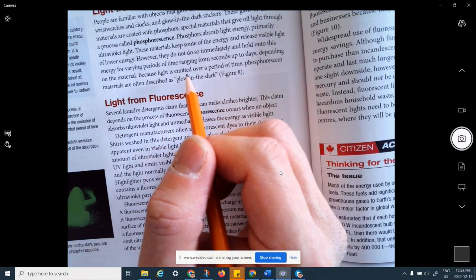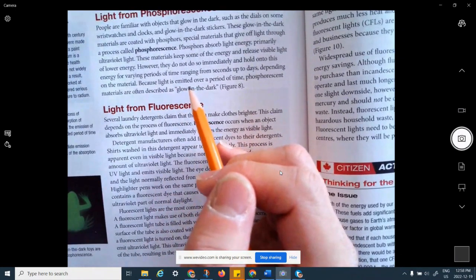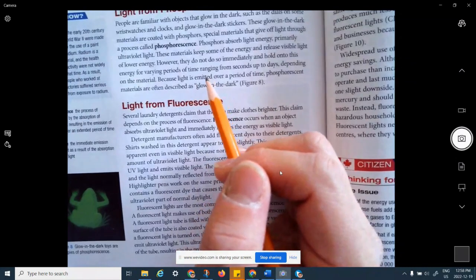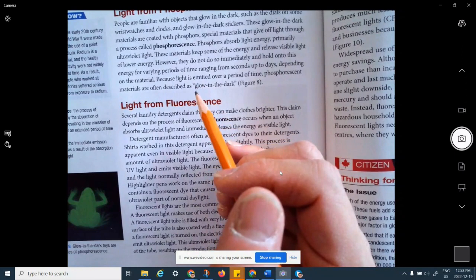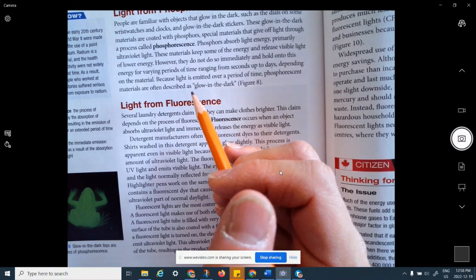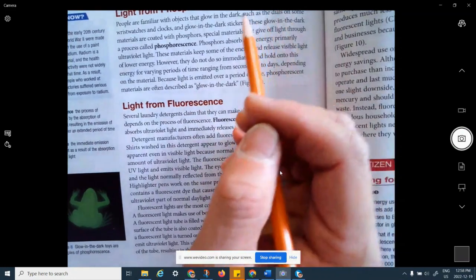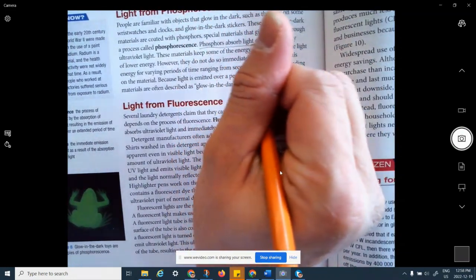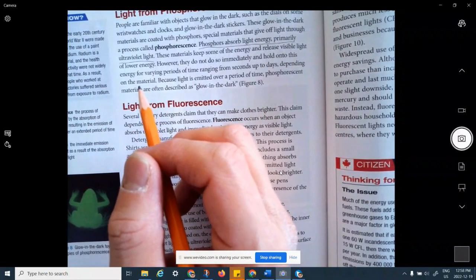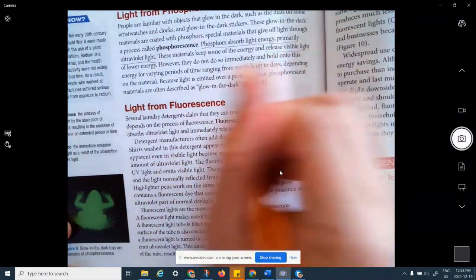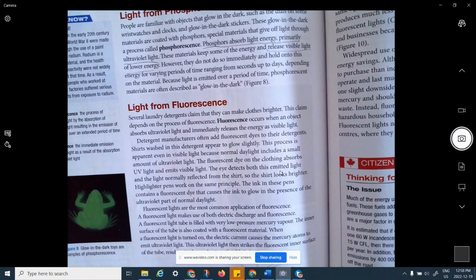Phosphorescence. Light emitted by a substance without any combustion. Basically, they are glow in the dark. Mind you, they absorb light energy from ultraviolet light. The material keeps that energy and later releases it. Anytime you have glow in the dark stickers, toys, or things like that, that's how it works.